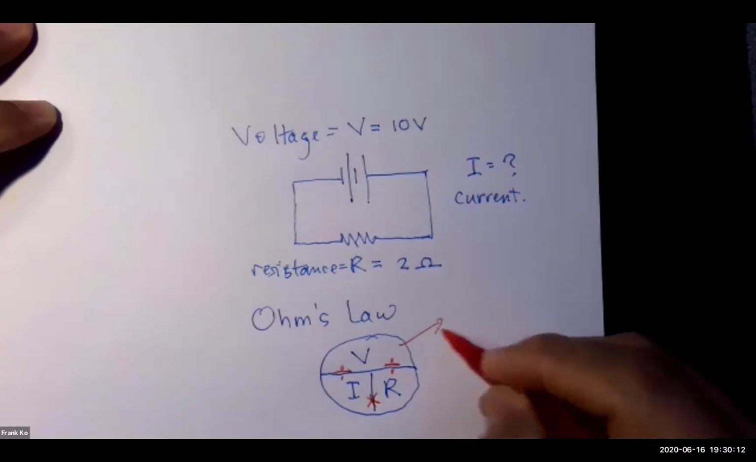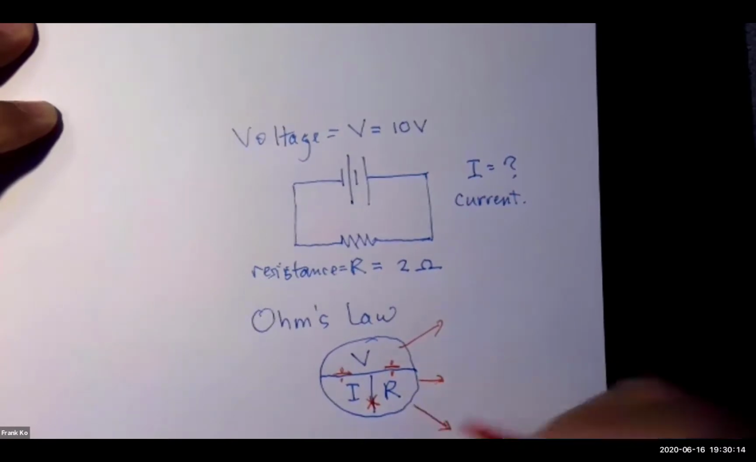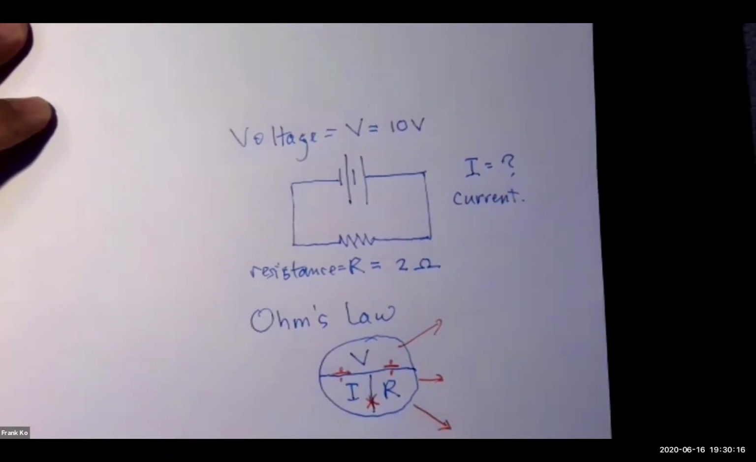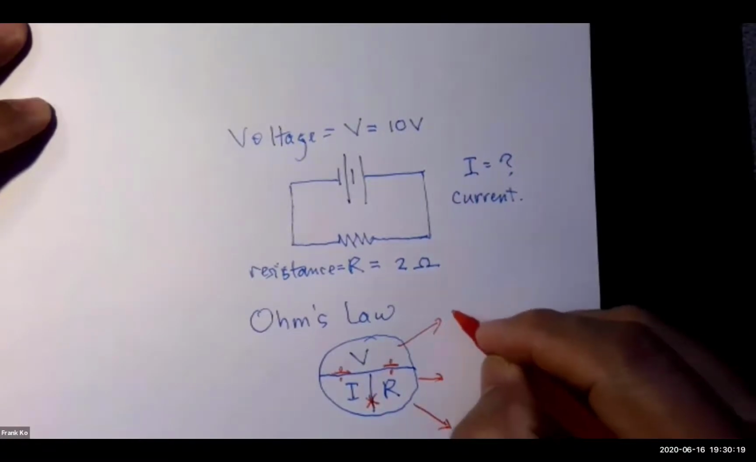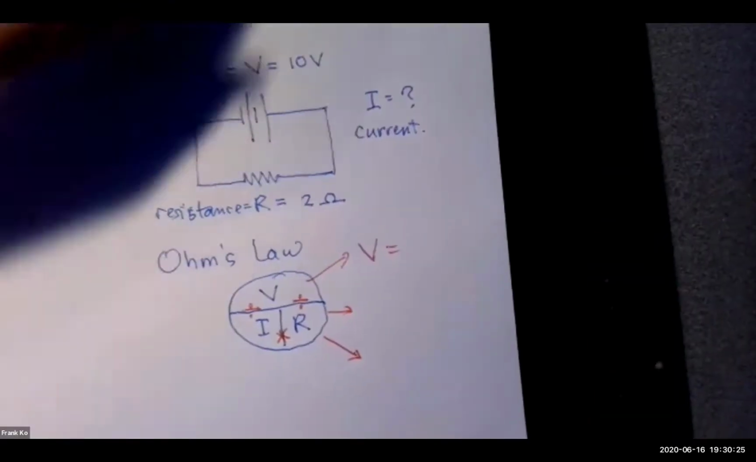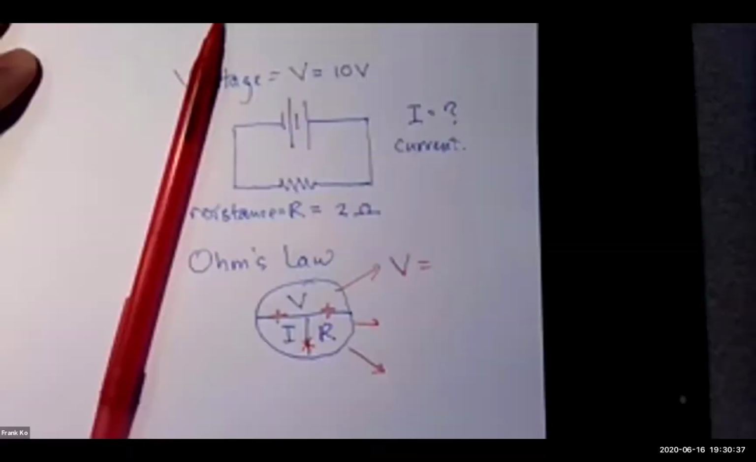So from here, I can derive three different formulas just by looking at this. I can have a formula for V. Can you slide the paper up a little bit, please? Yeah, let's go here. Yeah, that way. There you go.